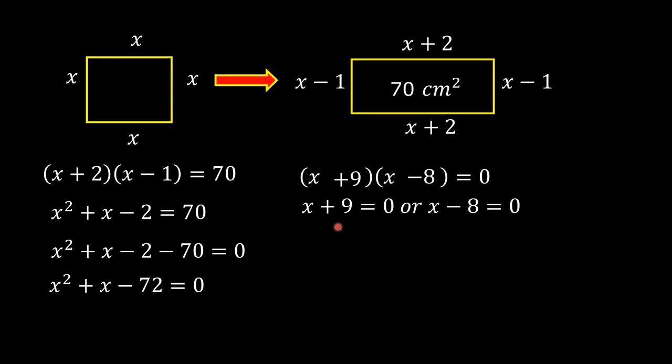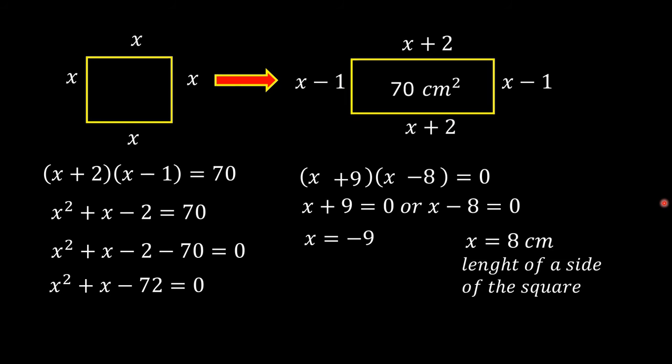Solve for x. Transpose positive 9 to the right side. Change its sign from positive to negative. We have now x is equal to negative 9. Transpose negative 8 to the other side. Change its sign from negative to positive. So x is equal to 8 centimeters, the length of a side of the square.